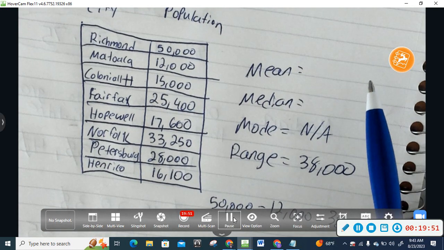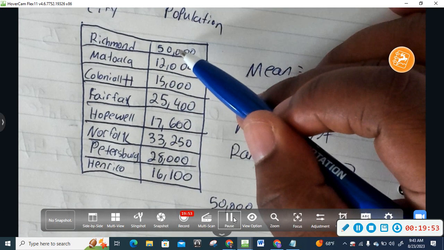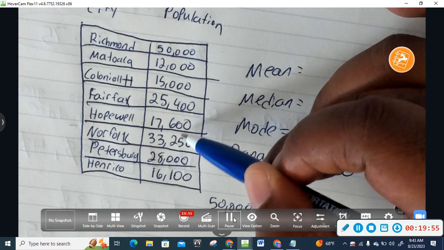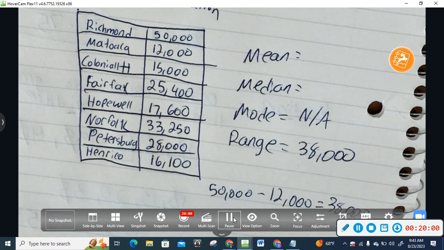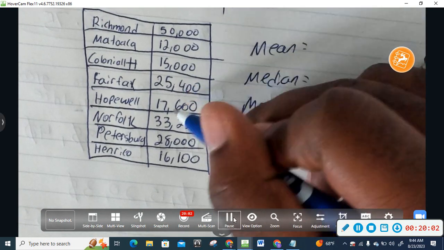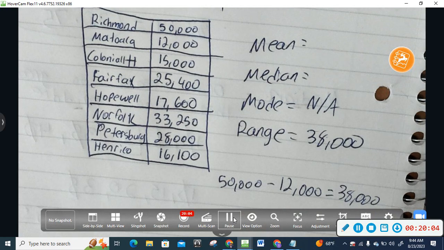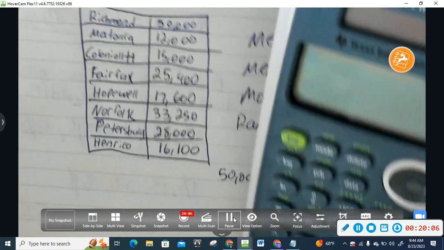numbers. Alright, I always like to count my numbers first to make sure. 1, 2, 3, 4, 5, 6, 7, 8. I know I'm dividing by 8 no matter what. Now the part for me is typing these numbers in the calculator the right way, without messing up. So let's go ahead and do that.